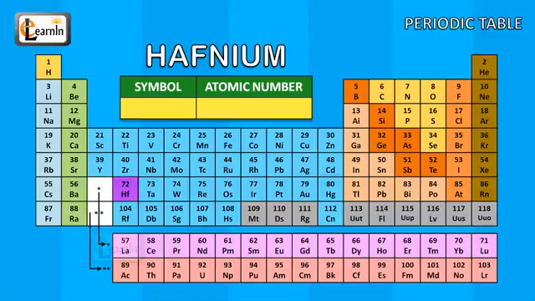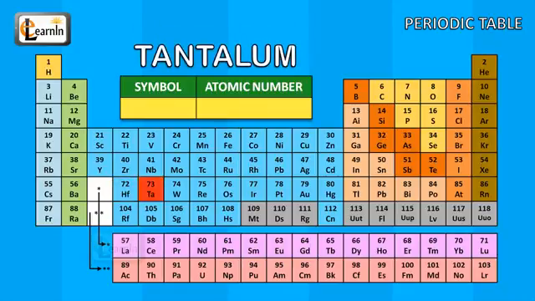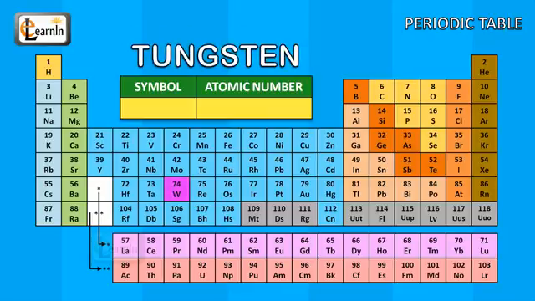The element hafnium is represented as Hf and has an atomic number of 72. The element tantalum is represented as Ta and has an atomic number of 73. The element tungsten is represented as W and has an atomic number of 74.